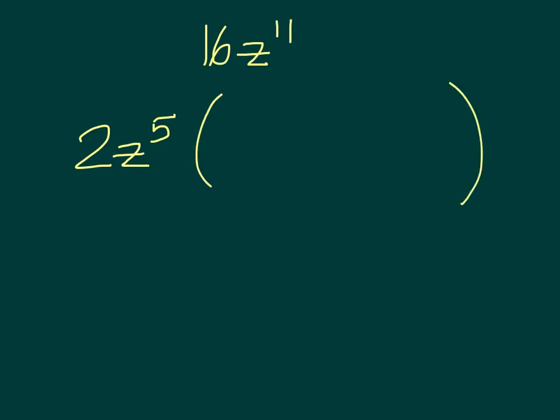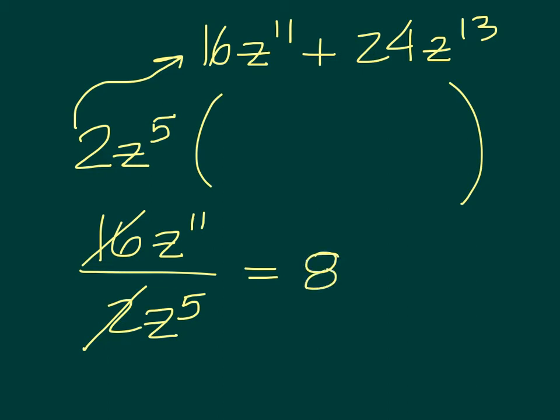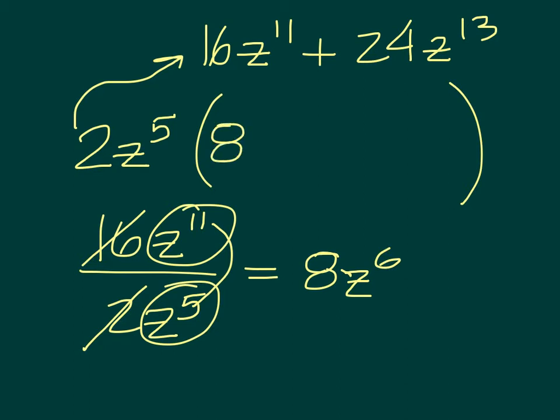You have your parentheses all set up and there's some other stuff going on in here like a 24z to the 13th, whatever. And you want to figure out what you have to multiply this by to get to that. You can write it like this: 16z to the 11th over 2z to the 5th. 16 divided by 2 is 8. And z to the 11th over z to the 5th, you just subtract your exponents and get a 6. So that's where your opening thing would come from, doing that division.